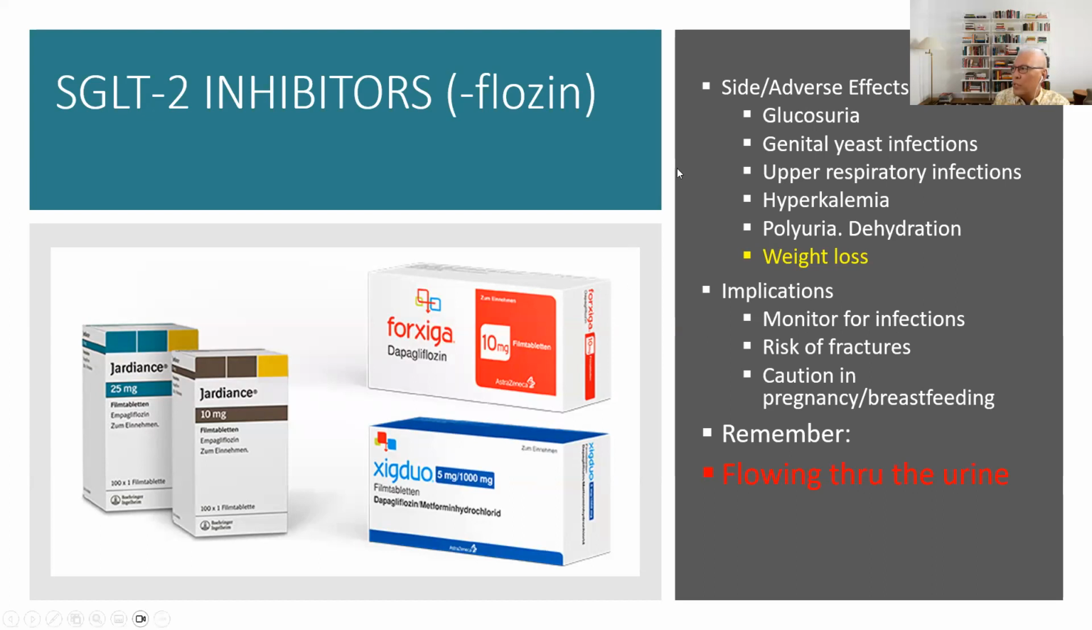So glycosuria, genital yeast infections, it could also cause hyperkalemia, polyuria, and dehydration. These drugs are going to also cause weight loss because you're going to be losing a lot of fluid. So those are the side effects as well as the implications. Now, remember that these medications are going to end with flozin. So flow is equal to the SGLT2 inhibitors.